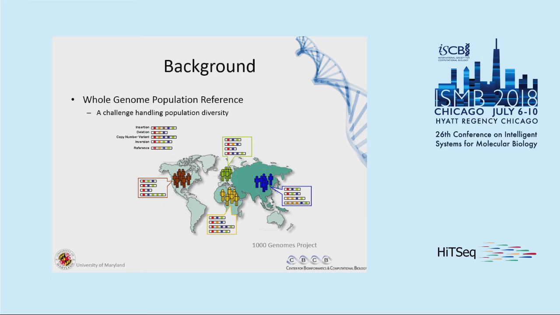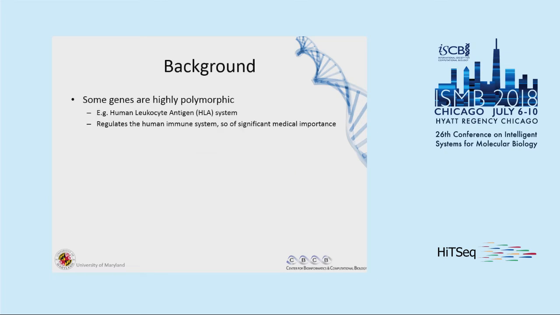But this task by itself is not that straightforward, because we know that the standard reference only represents just one haplotype of the genome, but humans, for example, are very diverse. So we can have many variants in the genome that are not present in the reference. In particular, we can think about some genes that are highly polymorphic. For example, the HLA genes are related to the immune system in the human body. So they are very important, but they are highly polymorphic.